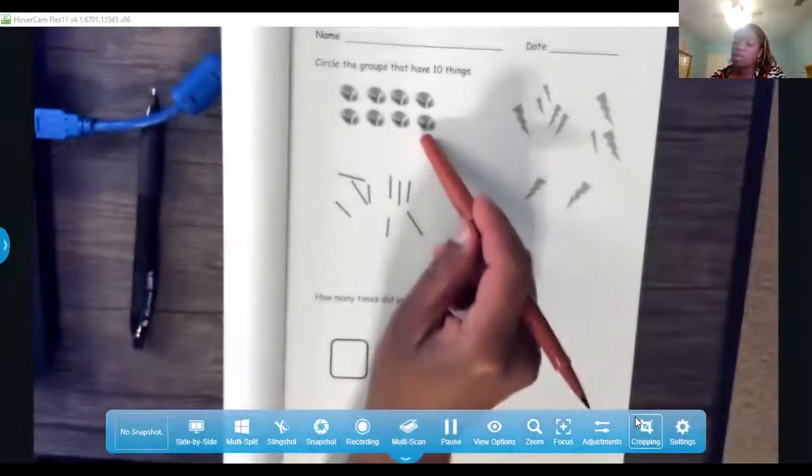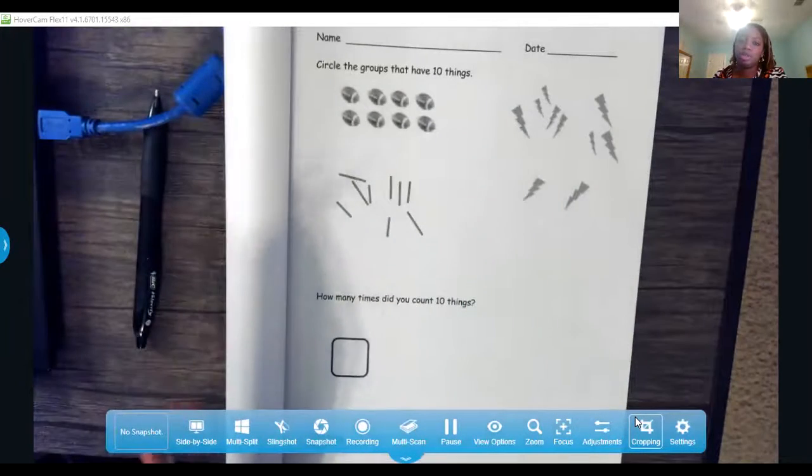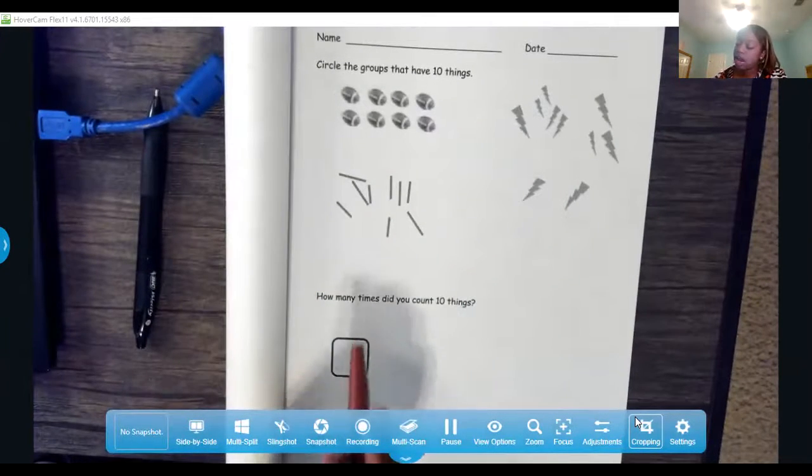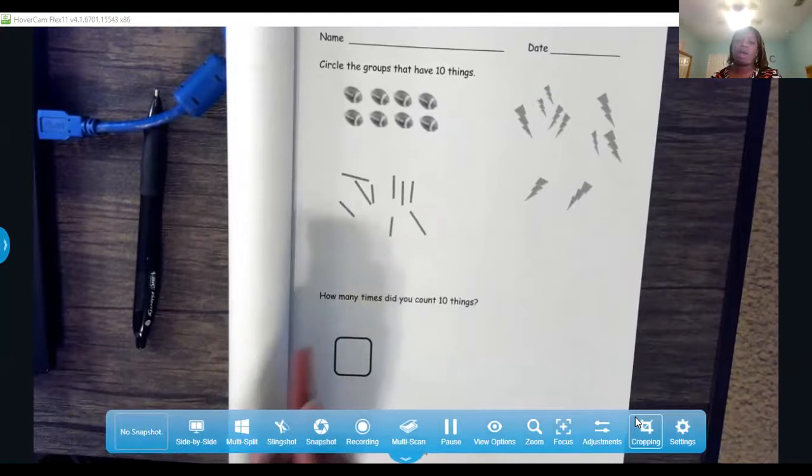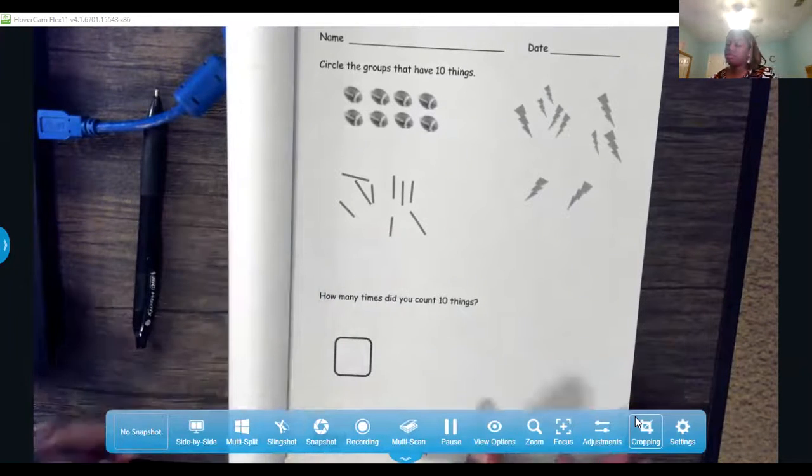On your exit ticket, your job is to circle the groups that have 10 things, just like we did on your problem set. And then how many times did you count 10 things? So you're going to write the number of how many groups of 10 you have.